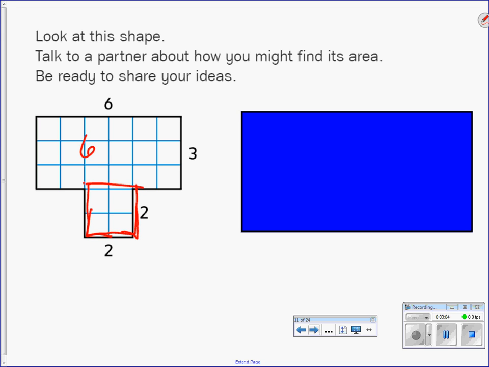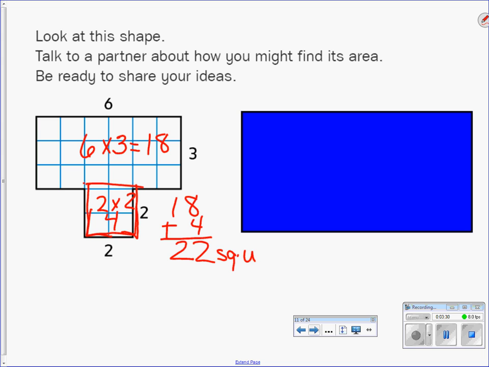All right, so we would look at each one of these individually. So this one would be 6 times 3, and 6 times 3 would be 18. And we can look at this one down here as 2 times 2, and 2 times 2 equals 4. And then we have to add those both up together. So we would have 18 plus 4. So my area would be 22 square units.